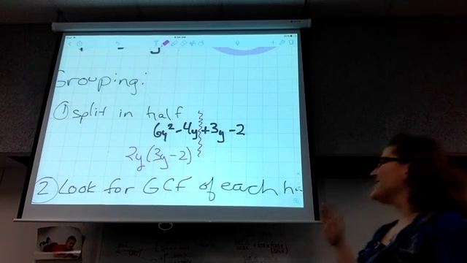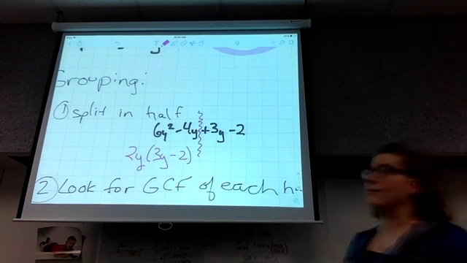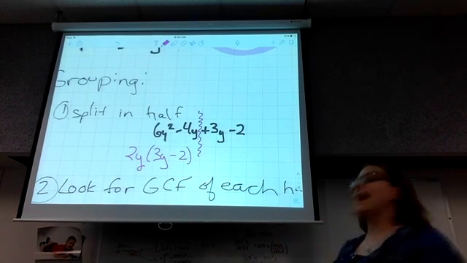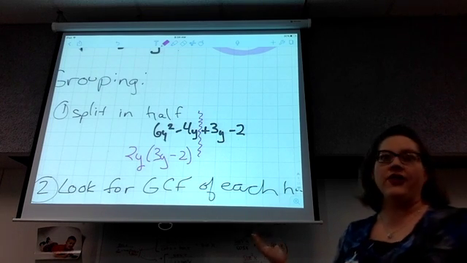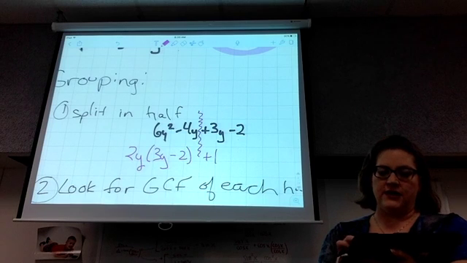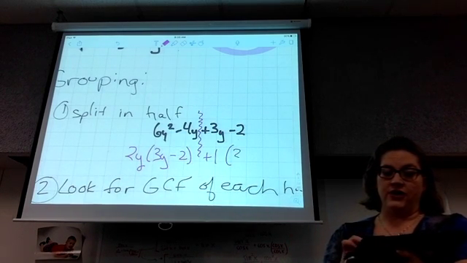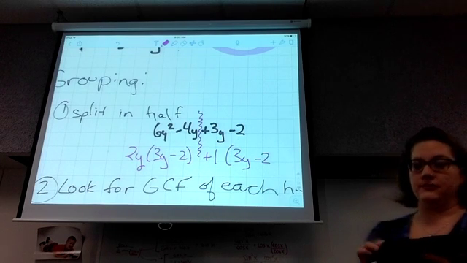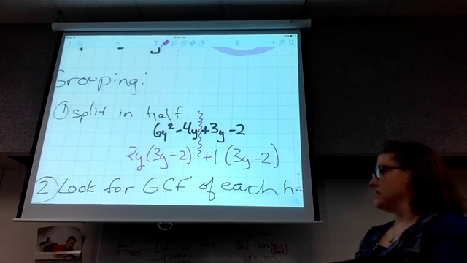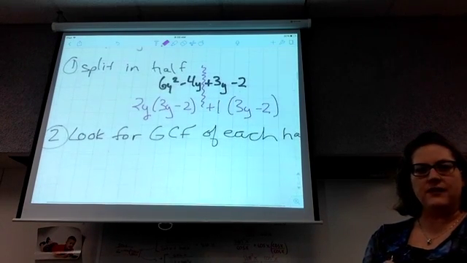Okay? If I look at the second half, it looks like they have nothing in common, which we call relatively prime. And when we did greatest common factor, we had relatively prime. We say, well, the only thing that divides both of those is a +1. So if I take anything divided by 1, it's itself, 3y minus 2. So we split it in half. We factor the GCF of each half. And what do you notice about what we have there?